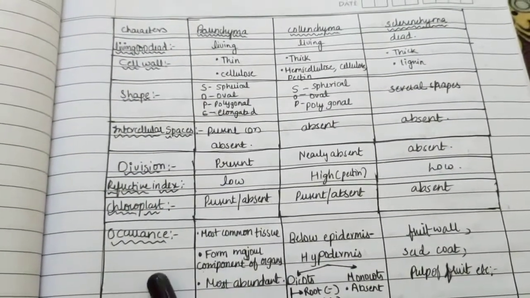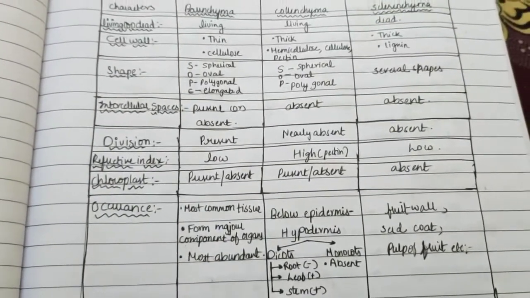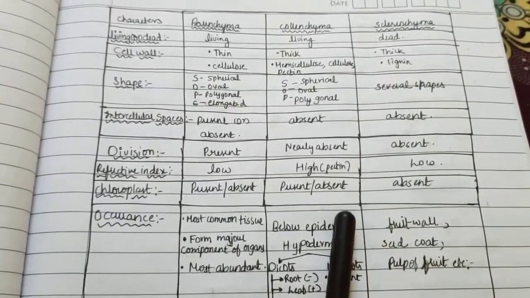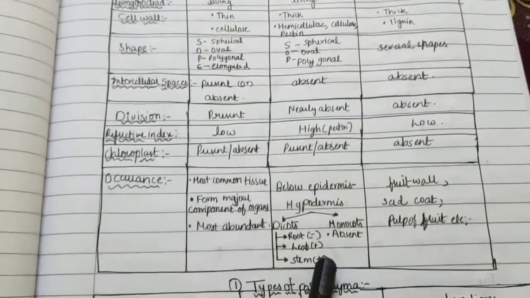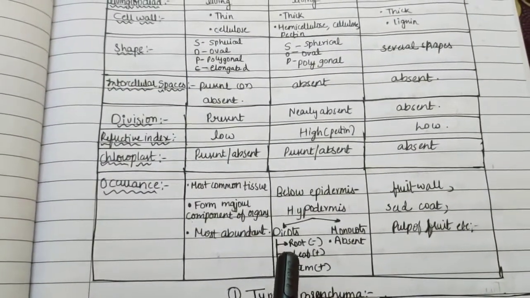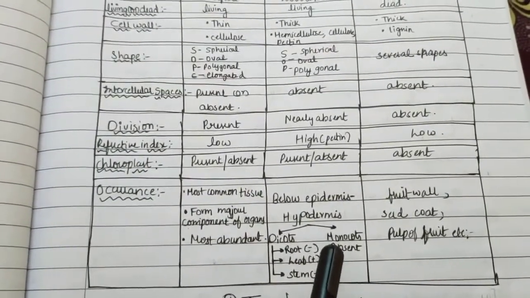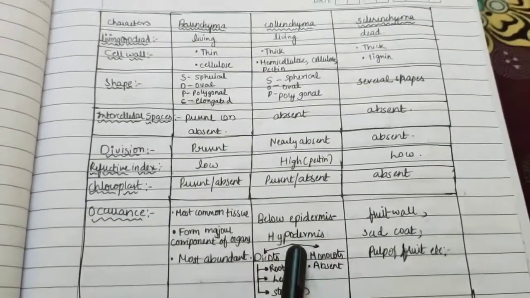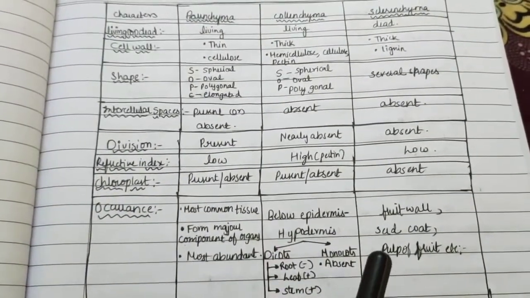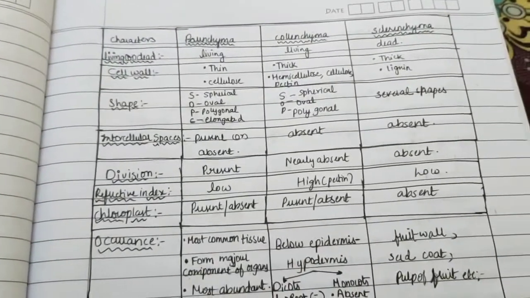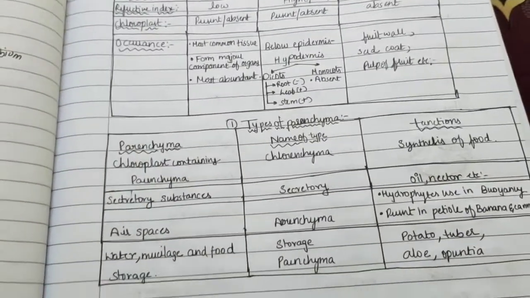Occurrence: parenchyma is the most common and most abundant tissue, forming a major component of organs. Collenchyma is below the epidermis, in the hypodermis. In dicots, it is present in leaves and stems, whereas absent in roots. In monocots it is not present. And sclerenchyma is seen in fruit wall, seed coat, pulp of fruit, etc., which is hard.